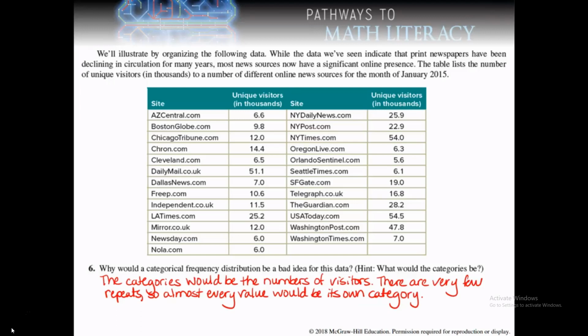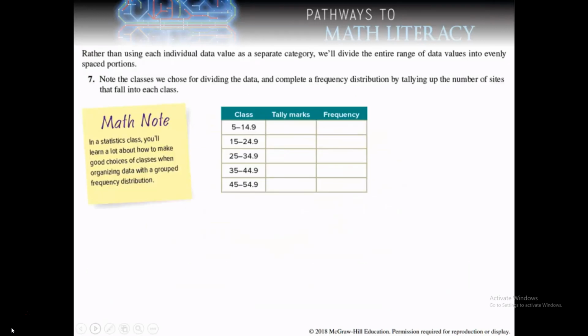So instead, we'll use something called a grouped frequency distribution, where we create categories of different ranges of values. In this case, we call the categories classes, and they've gone ahead and filled in some evenly spaced classes for us to use. So we're going to go through that data table and count up with tally marks each newspaper that had a number of visitors within each class. And in these cases, the tally marks really do help us get more accurate counts. And we'll also use that to fill in the frequencies.